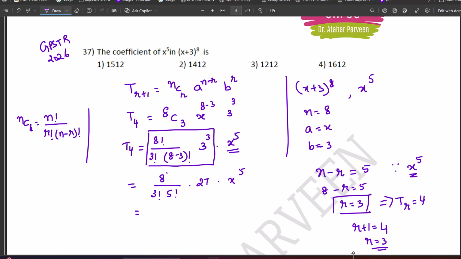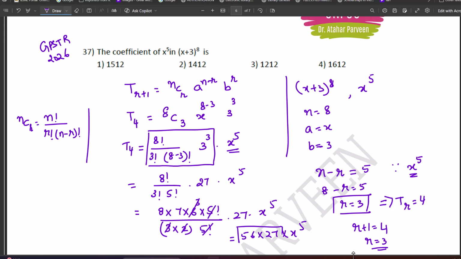Now to make the shortcut, in place of 8 factorial, I will expand it only till 5 factorial, so that I can just cancel it from the denominator. So 3 factorial is 3 into 2 into 1. Again 5 factorial, this will get cancelled. 2 1s are 2, 2 3s are 6, 6 times 7 is 42, and so on, giving 56. Here I have 27. Here I have x to the 5. So I have to multiply 56 into 27 into x to the 5. So whatever the value I get for this will be the coefficient of x to the power 5. So if you multiply, you will get 1512. So option 1 is the correct answer here. Clear, right?